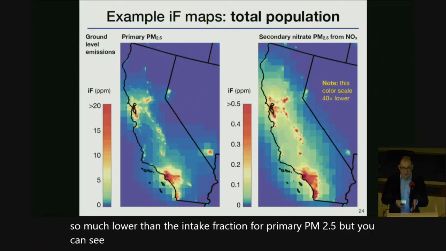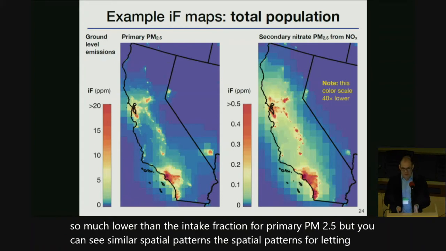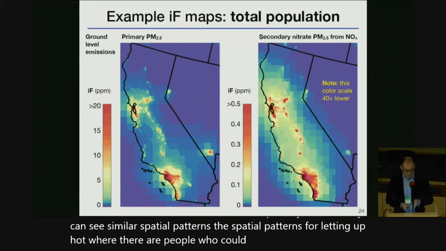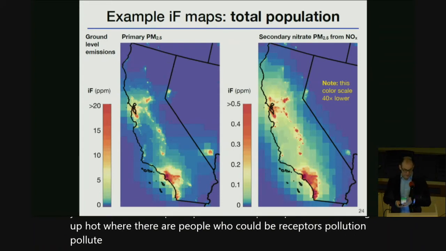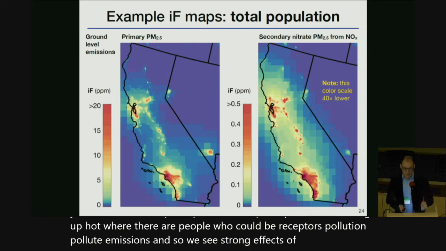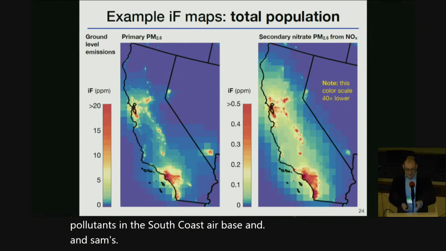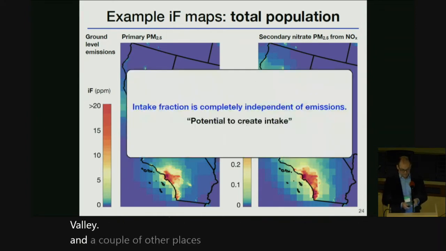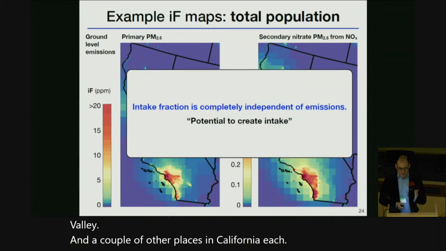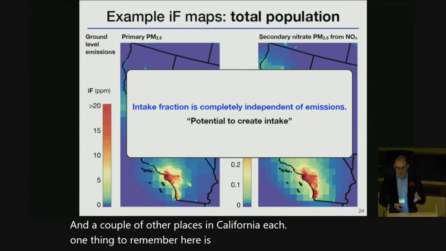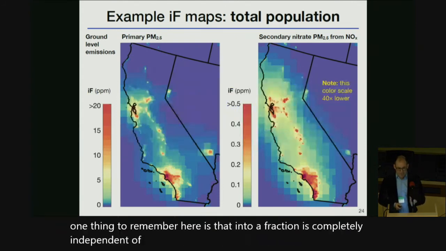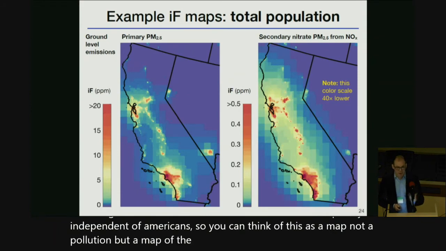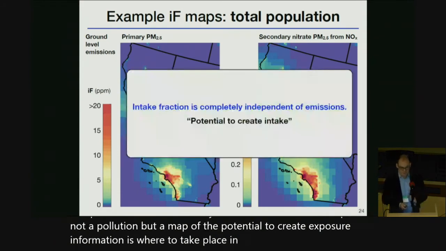The spatial patterns light up hot where there are people who can be receptors to those pollutant emissions. And so we see strong effects of these pollutants in the South Coast Air Basin, in the San Francisco Bay Area, and then in the cities of the Central Valley, and a couple of other places in California each. One thing to remember here is that intake fraction is completely independent of emissions. So you can think of this as a map, not of pollution, but a map of the potential to create exposure if emissions were to take place in those locations, right?